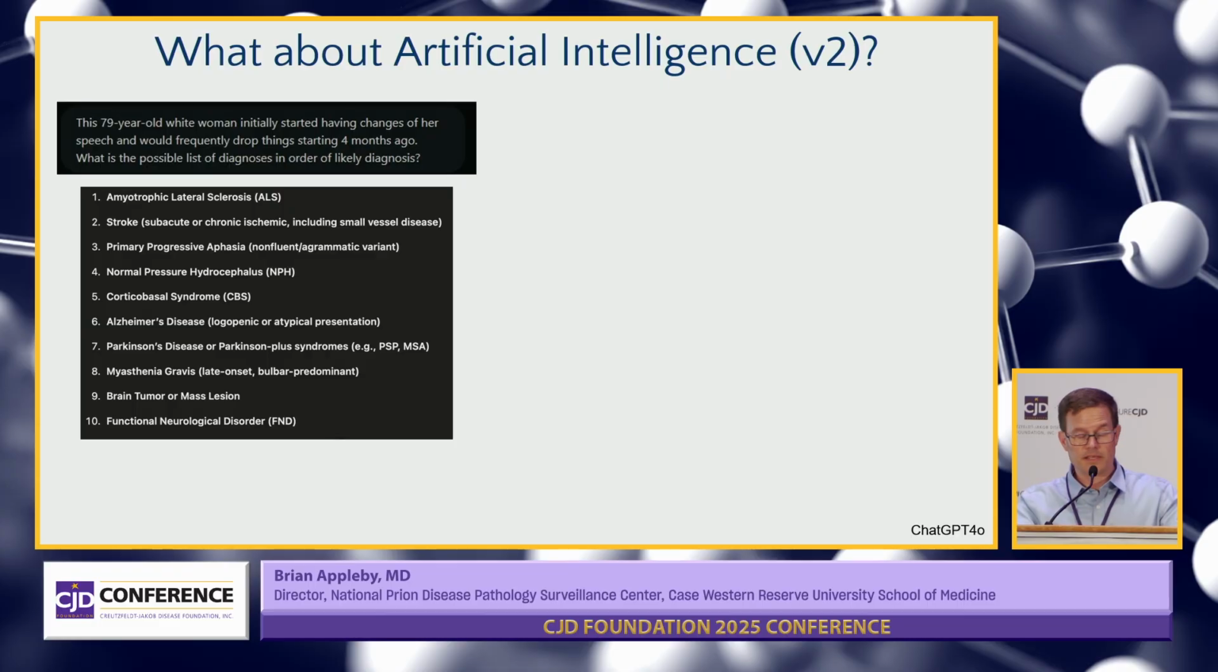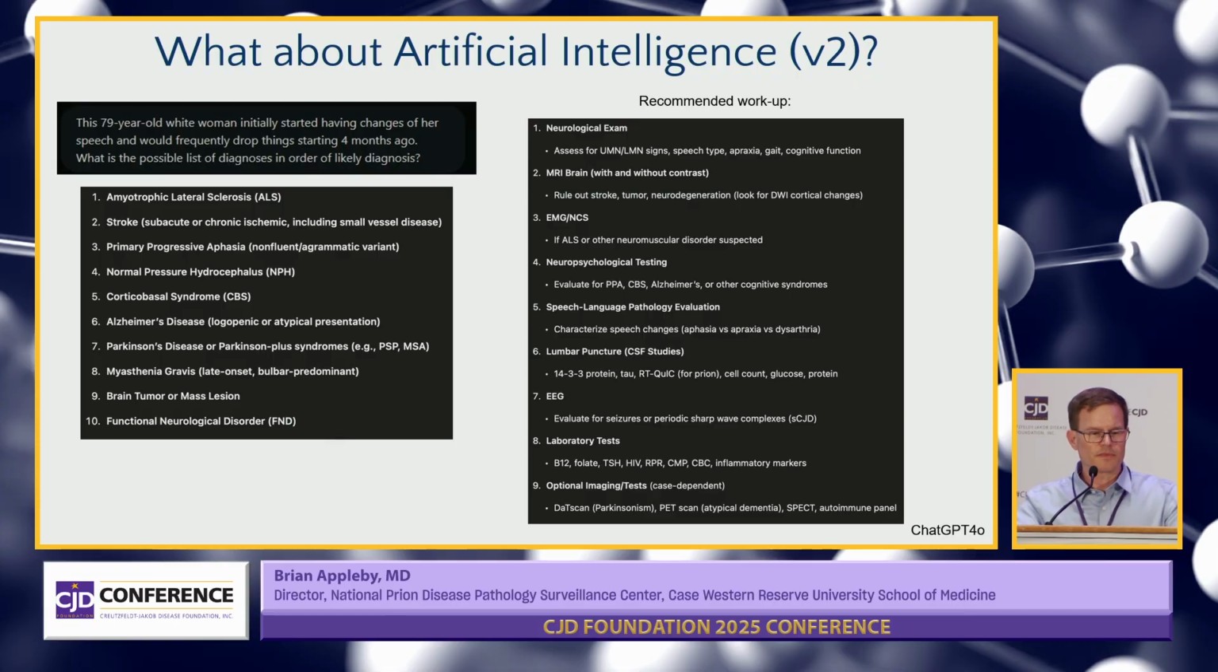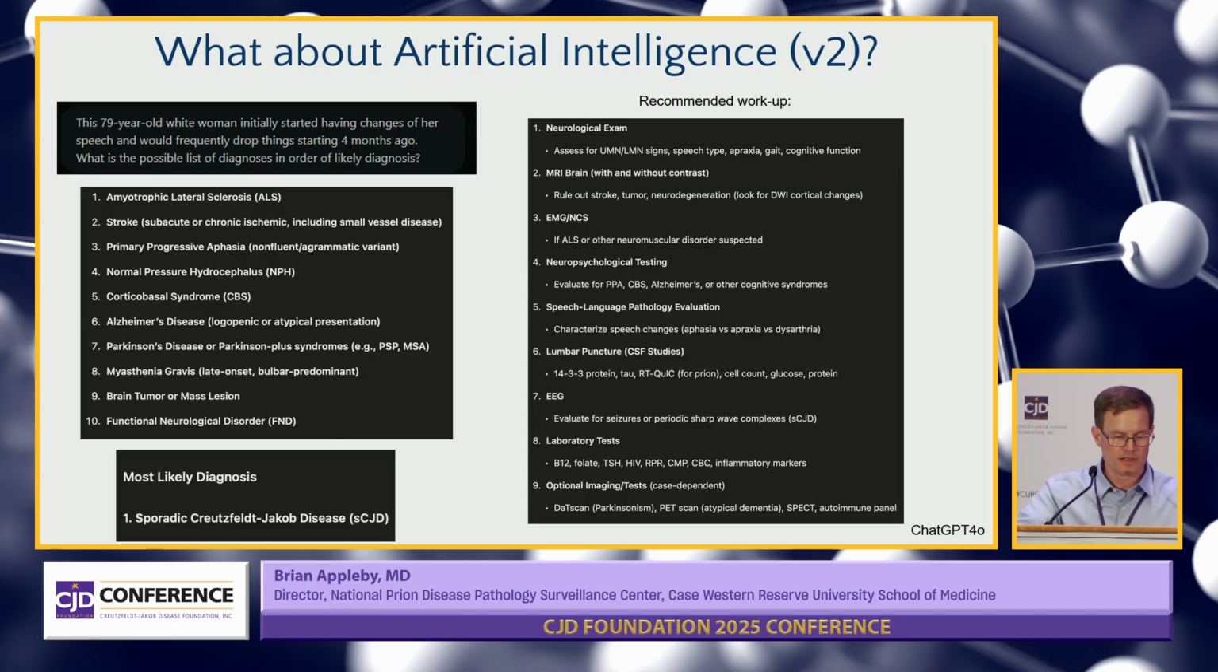And this is a different list from last time. ALS is now at the top. I don't know if I agree with that. But you see a lot of other primarily progressive brain diseases as well. Quite a varied list. And then I asked it for a recommended workup, and it did a pretty good job, actually. And we would have gotten the correct diagnostic test done by its recommendation. And then I put in what the results were for this particular patient, asked what's the most likely diagnosis, and it says sporadic CJD. So this was better than last time.